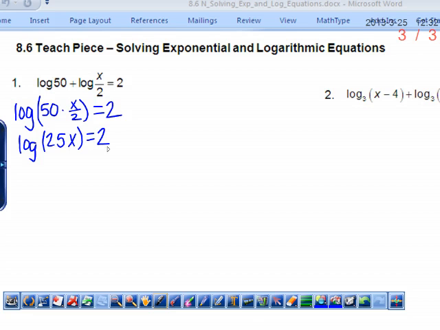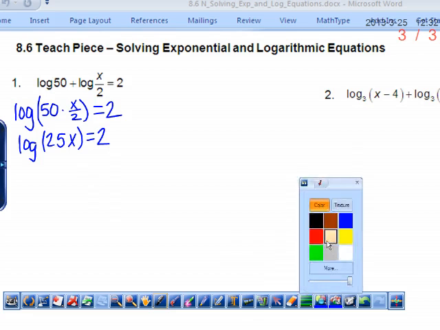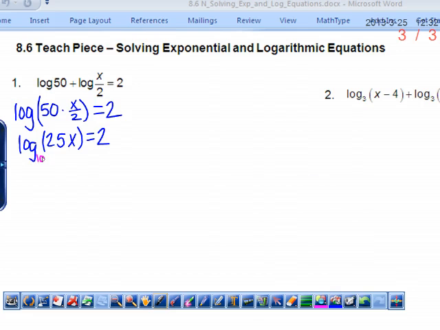Change it to an exponential equation. Remember that you've got a base of 10 implied here. So this is 10 squared equals 25x. 10 squared? 100. So what is x? x is 4. If you plug x back in for x equals 4, are you going to have any arguments that are not positive?